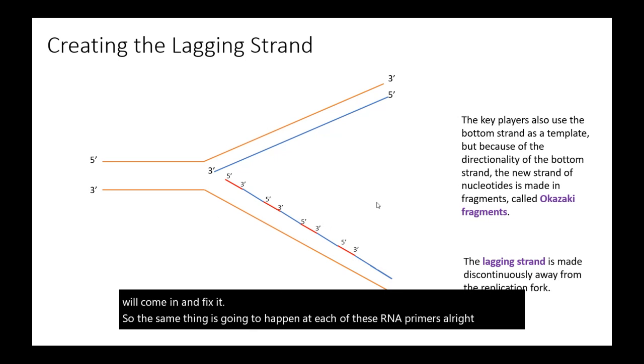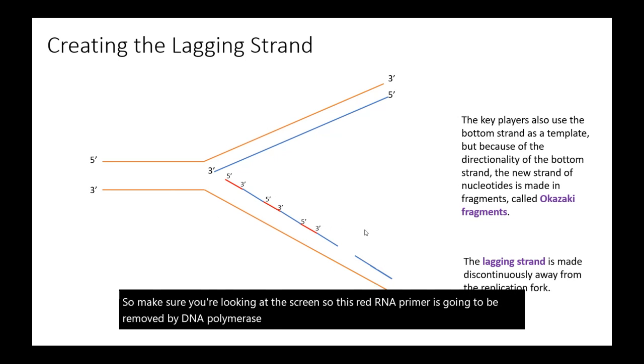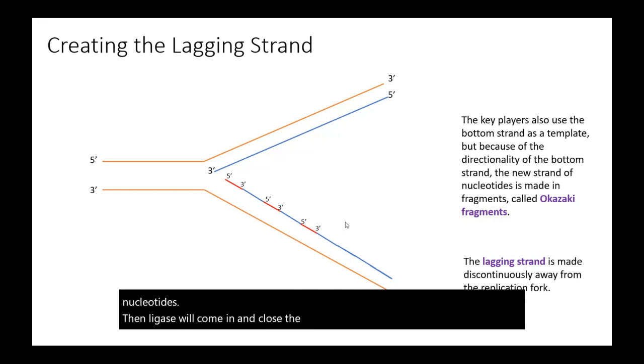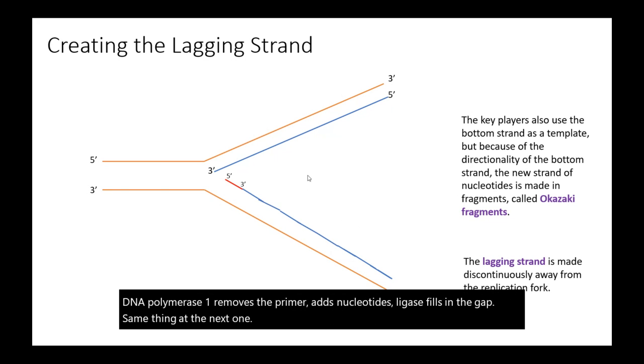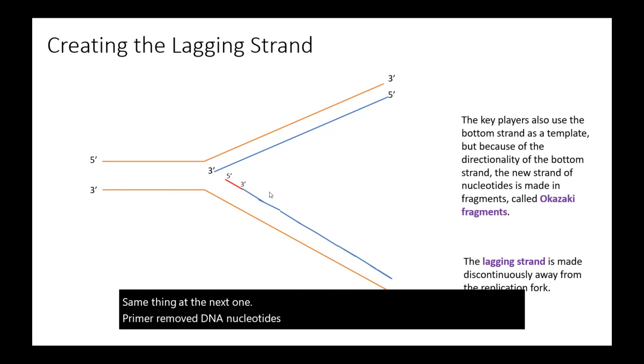All right, so I'm going to show you again. So make sure you're looking at the screen. So this red RNA primer is going to be removed by DNA polymerase 1, who is also going to lay down the correct nucleotides. Then ligase will come in and close the gap. Then we go to the next one. DNA polymerase 1 removes the primer, adds nucleotides, ligase fills in the gap. Same thing at the next one. Primer removed, DNA nucleotides laid down, ligase fills in the gap, and so on and so forth.